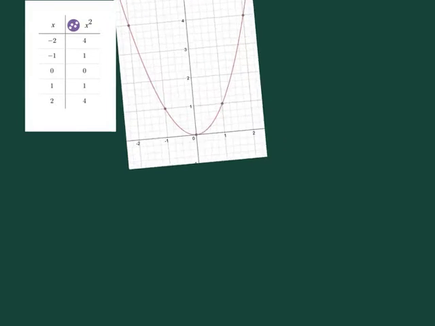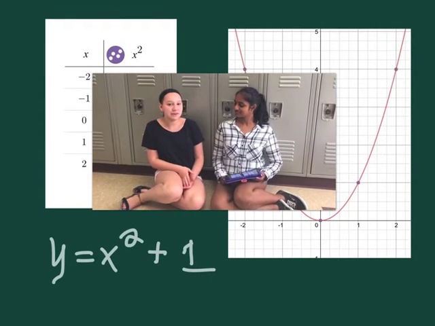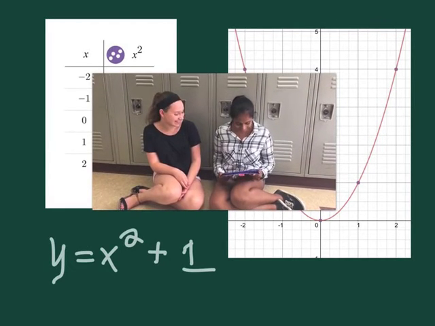Let's take a look at the parent graph of a parabola. But what if we had something that might be just a little more difficult to graph? For example, what if we had y equals x squared plus 1? Mo, how would we graph that? That's an awesome question, Julie. Let's learn how to do it together.